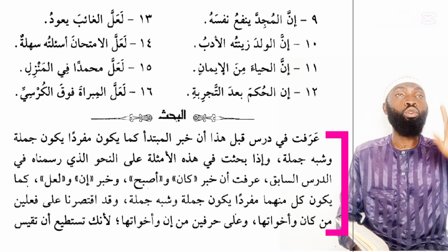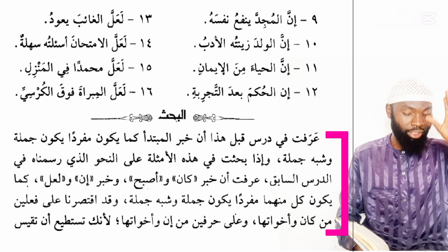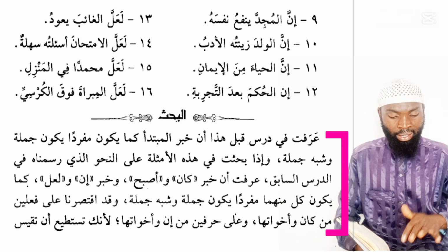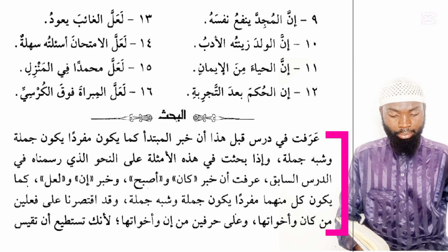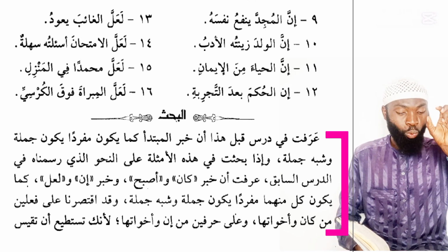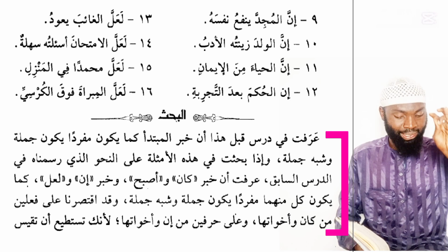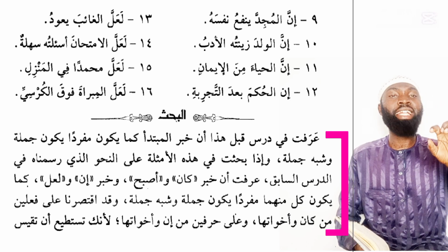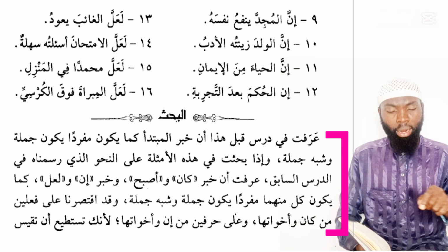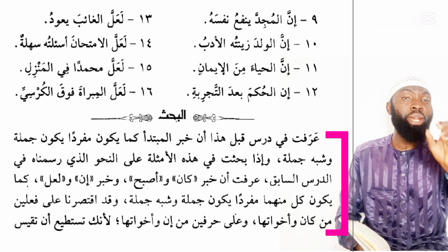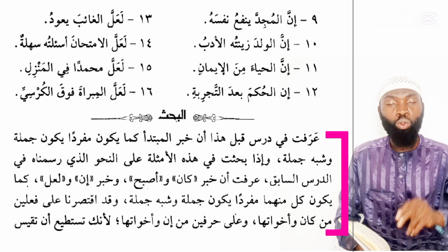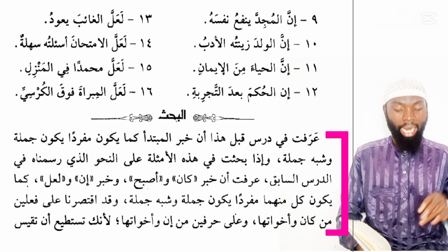He says, and if you search through the examples which we have just read out, in the way we arranged it in the past lesson, you will see that the khabar of kana, the khabar of asbaha, and the khabar of inna and la'alla, as each of them could be a single word, they could also be sentences, and even look like a sentence.